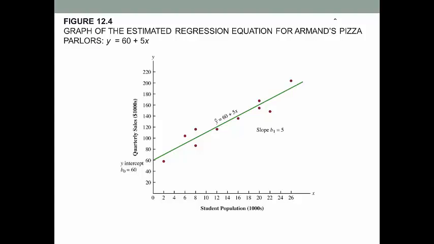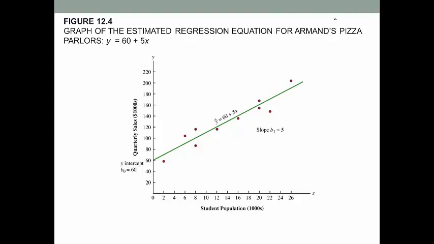So what does that actually mean? How would we interpret that insofar as understanding the relationship between student population and Armand's Pizza? Well, it means that if the student population was 0, if x were 0, then 0 times 5 is 0, and all there is is 60. So another way of saying that is, if Armand's put a pizza parlor in a place where there were no students, he or she would still sell about $60,000 worth of pizza in a quarter. So if x is 0, then you still have a value of 60.